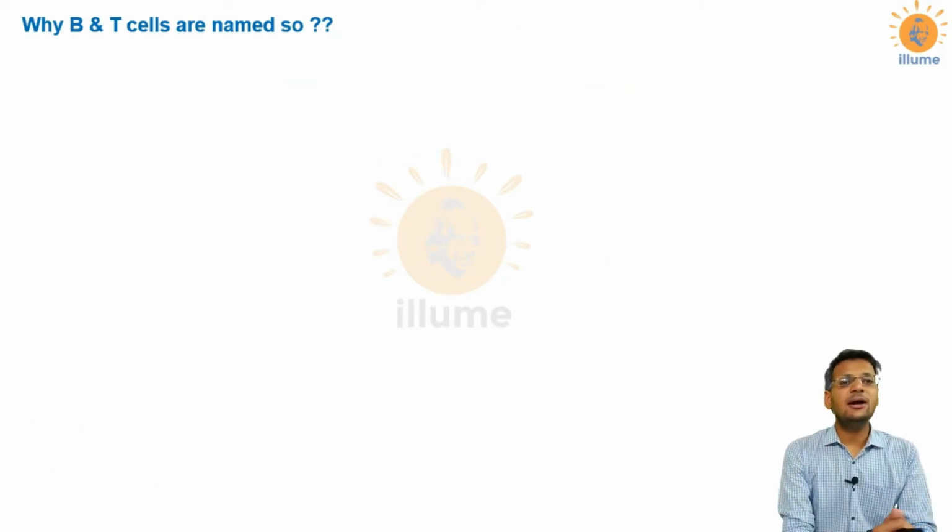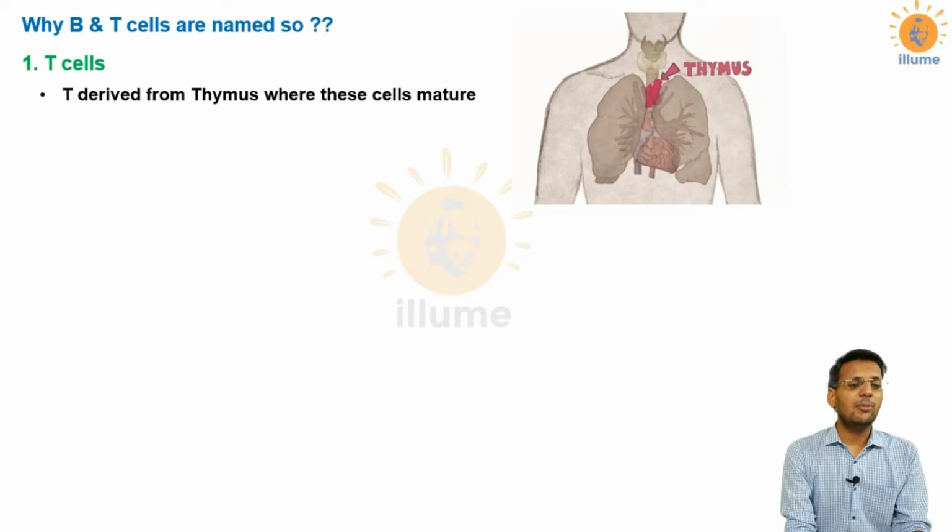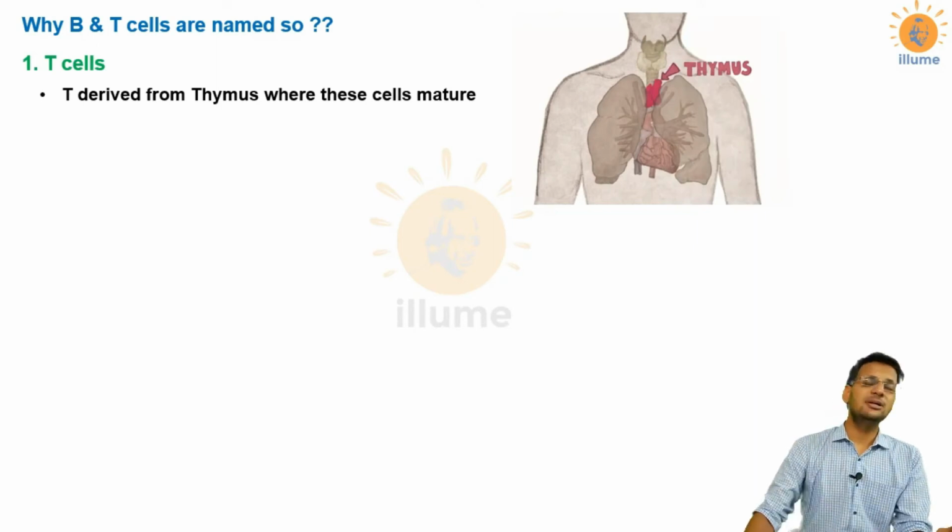Now the question is, why are T and B cells called so? We have already discussed T cells. T cells are called T cells because of thymus. But B cells, as I told you, are not called B cells because they are produced in bone marrow. First I'll tell you the location of thymus. Thymus is present in between the two lungs, in front of the trachea and behind the sternum.